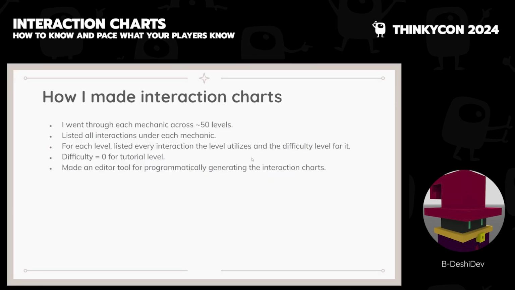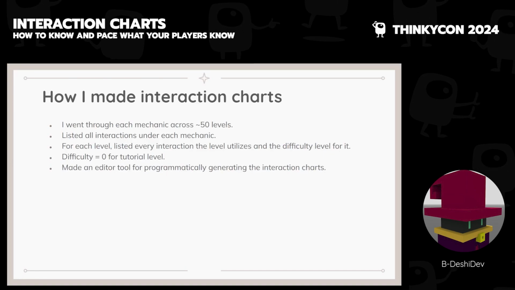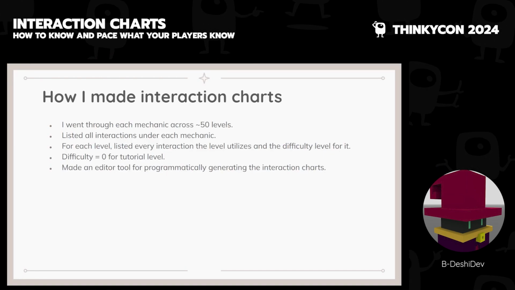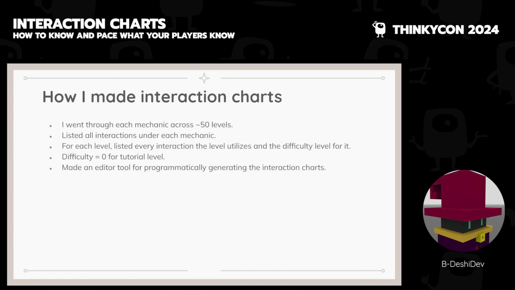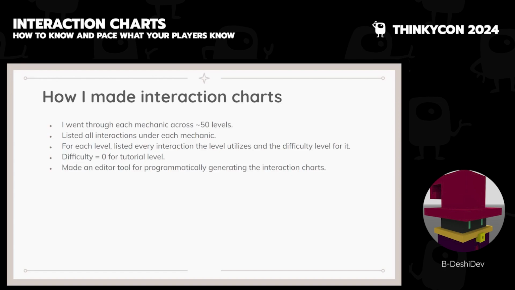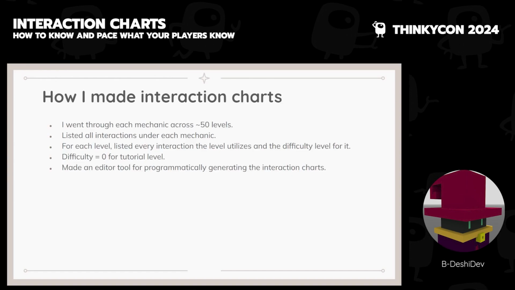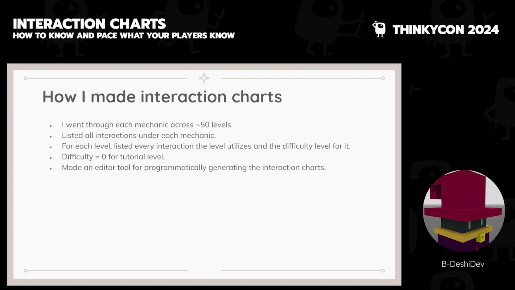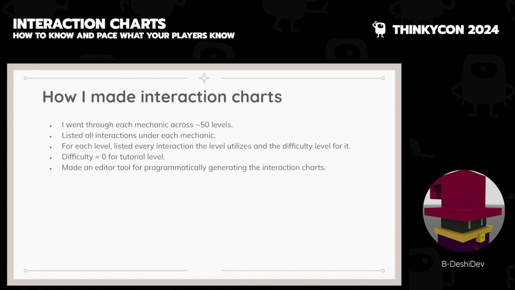As for how I actually make interaction charts, I basically just went through each mechanic I had across those 50 levels. Then for each mechanic I listed the interactions involving that mechanic, and then went through all the levels, and for each level I listed each interaction the level utilizes and the difficulty level for it. And if the difficulty was 0, then it would be a tutorial level, and 100 for the max difficulty.